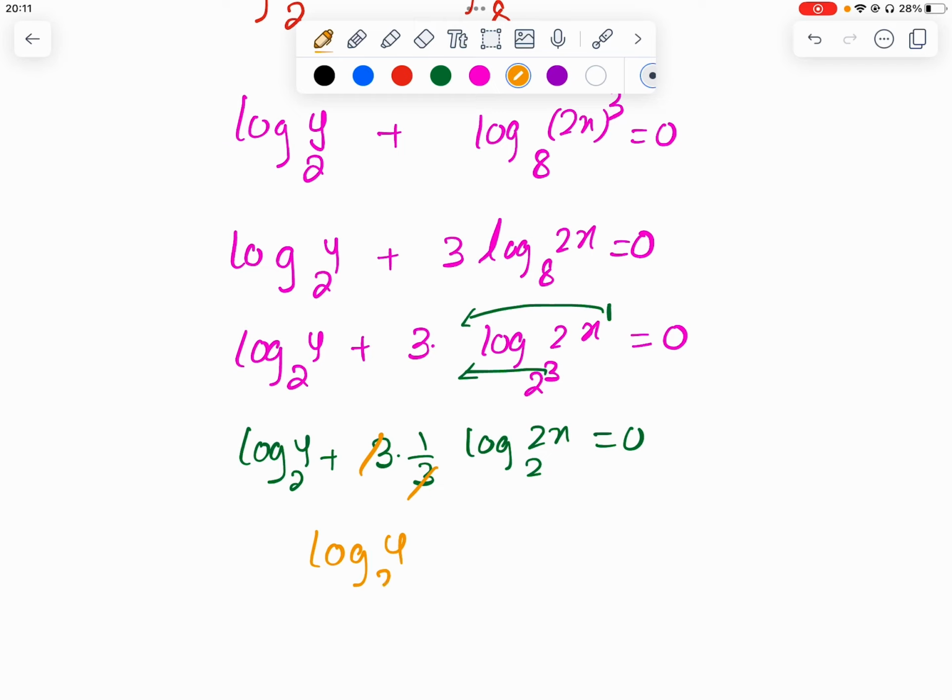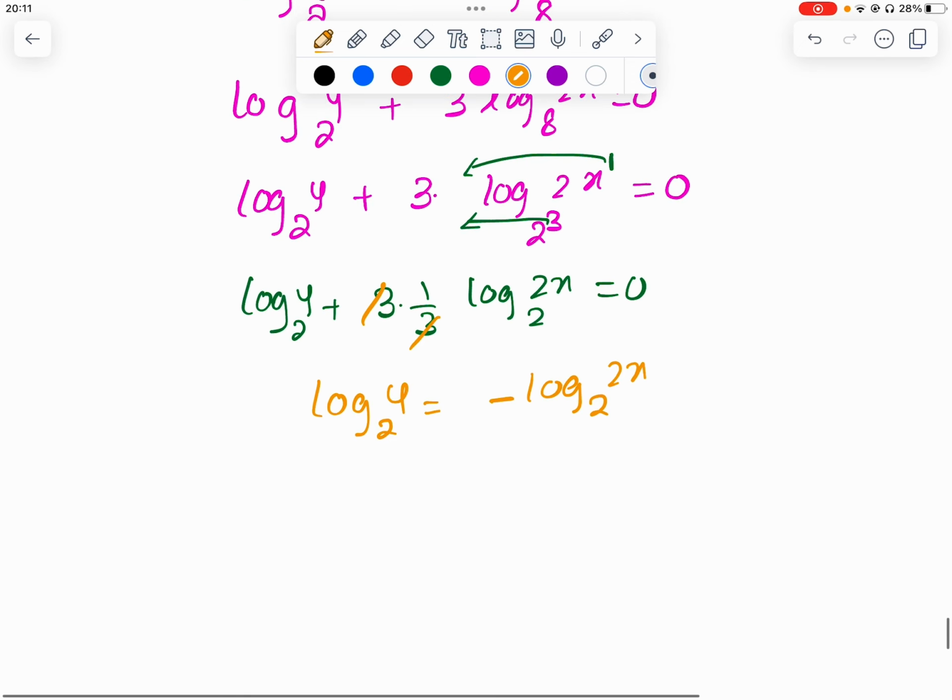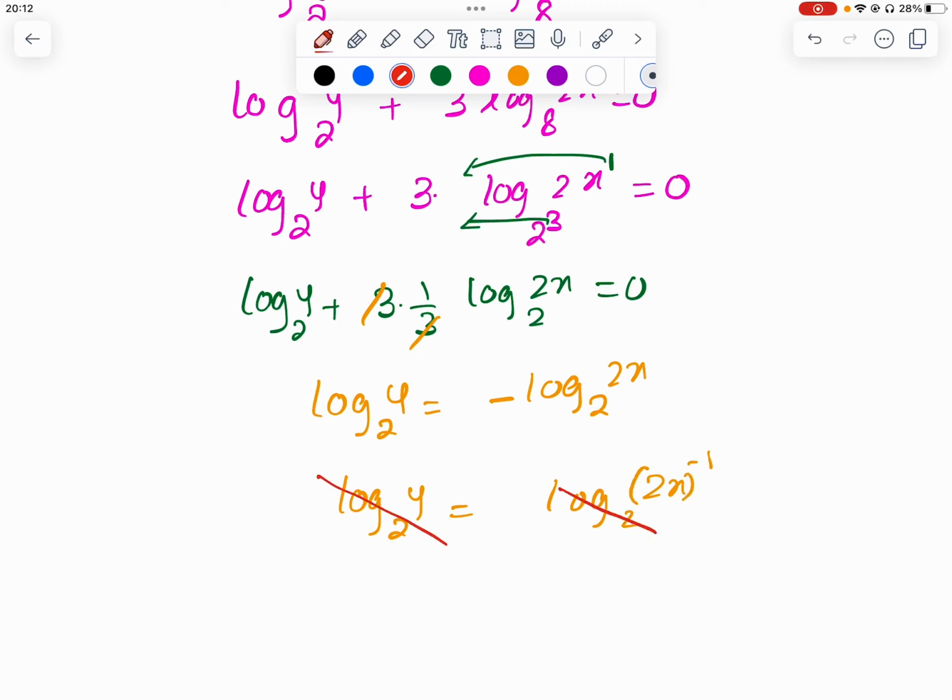So what does that become? Log y to the base 2 equals negative log 2x to the base 2. That negative symbol goes up. So log y to the base 2 equals log of 2x to the power of minus 1 to the base 2. Log base 2 cancels. y equals 2x to the power of negative 1. That's going to be the answer.